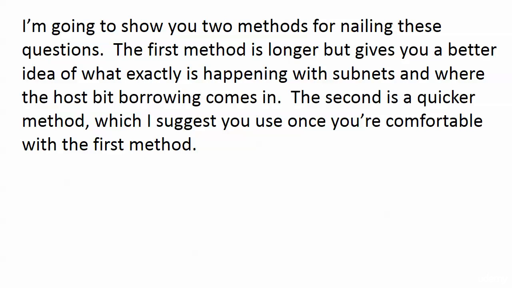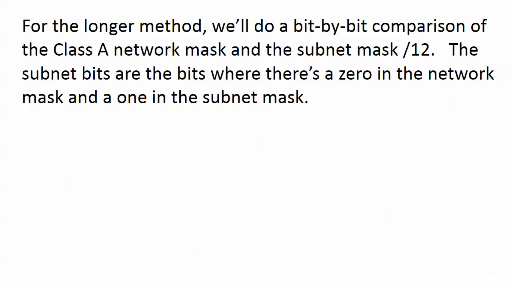They're related. But the first method is a little longer, but I want you to see exactly what's happening with subnets and where the host bit borrowing comes in because it makes it much more clear. We're not interested in just learning a fast method. We've got to learn exactly what's going on. The second is a quicker method, which I do suggest you use once you're comfortable with the first. So with all that preamble, for the longer method, we're going to do a bit-by-bit comparison of the Class A network mask, because we know 10.0.0.0 is a Class A network, and the subnet mask /12.